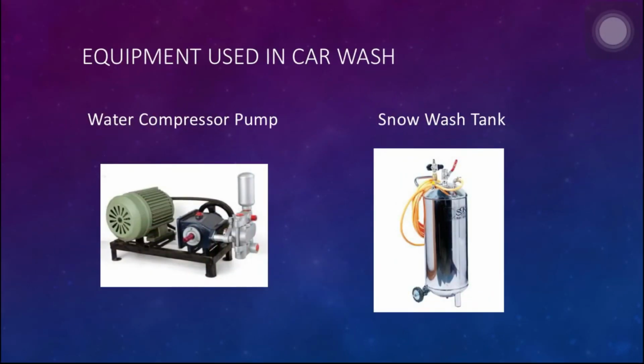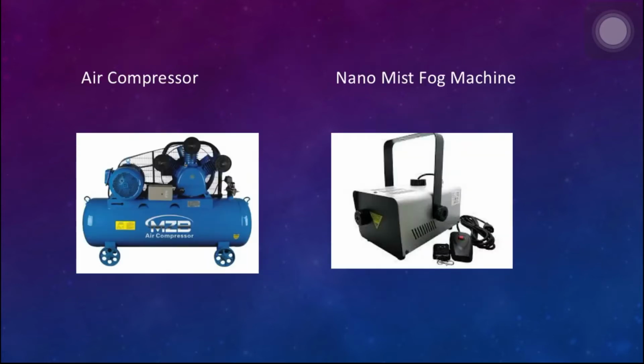The equipment used in car wash. There are various equipment in the car wash, and I will explain about the prioritized equipment used in car wash. The first one is the water compressor pump. It is used for the washing and rinsing process. The second one is the snow wash tank, which is used for containing automotive soap. The third one is the air compressor, which is used to remove dust.